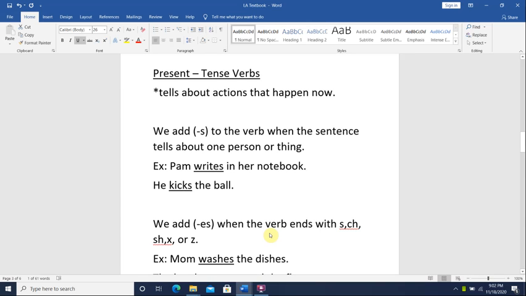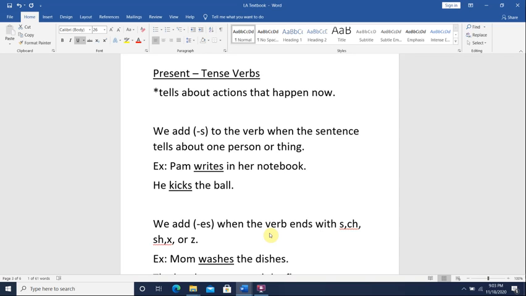Today's grammar lesson is also about verbs. So we said yesterday that verbs are words that tell you what the subject is doing. So it tells you what someone is doing or what something is doing. And we also said in grade 1 that the verb is the action word. Today we will learn about the present tense verb.